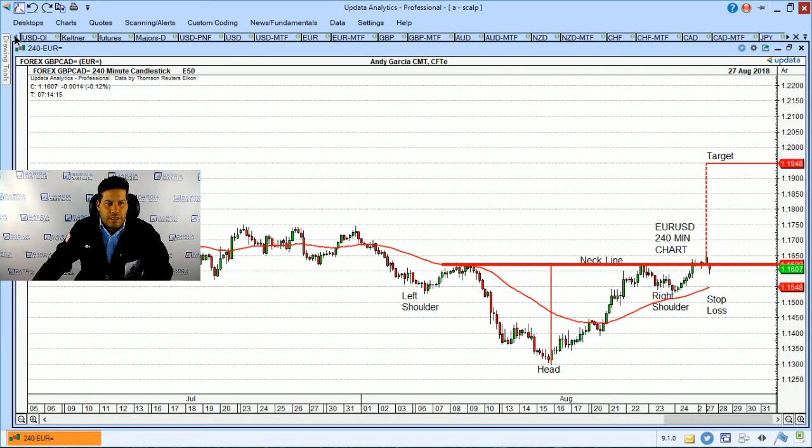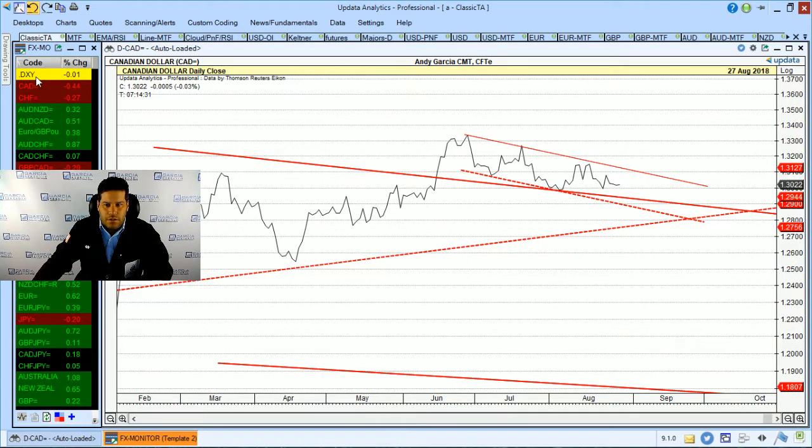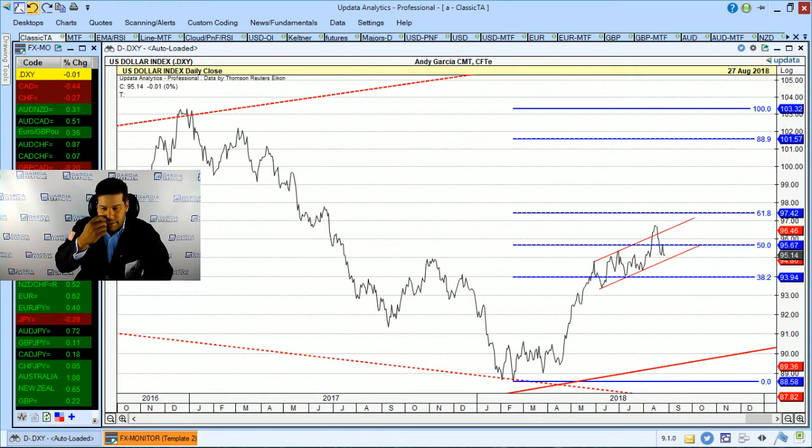Of course, what I want to do is take a look first at the dollar index, because that is the backbone, or as you say, that's basically where we get our, that's where we actually start what we're looking at.